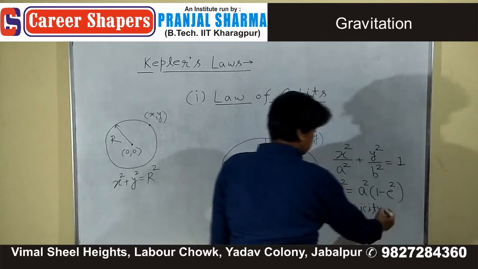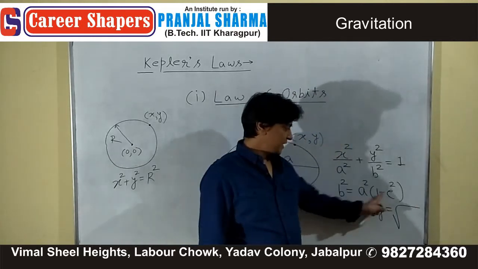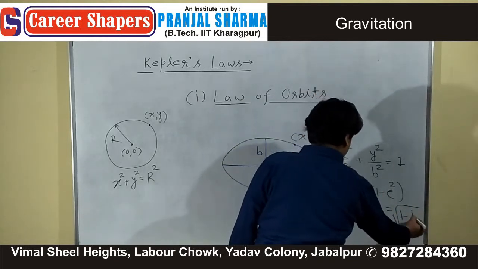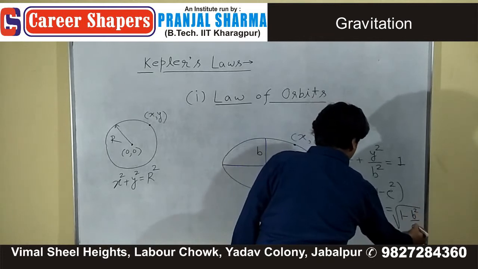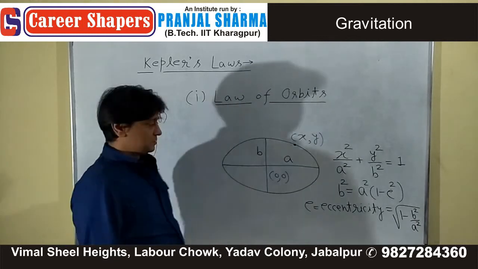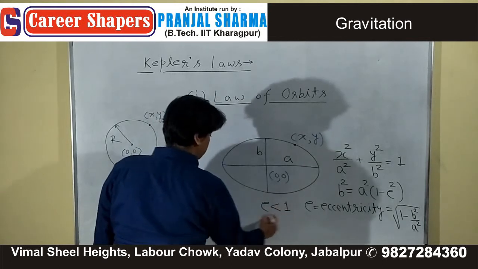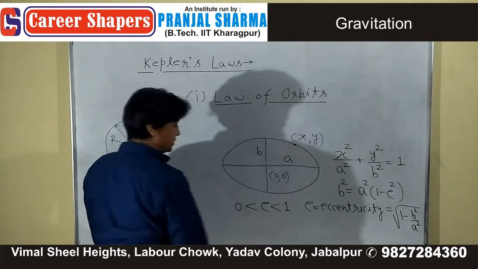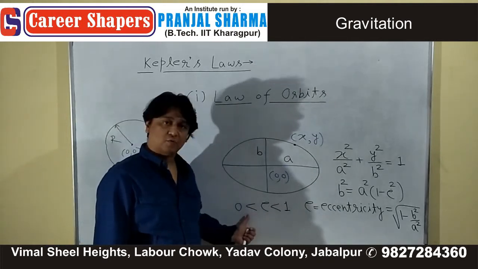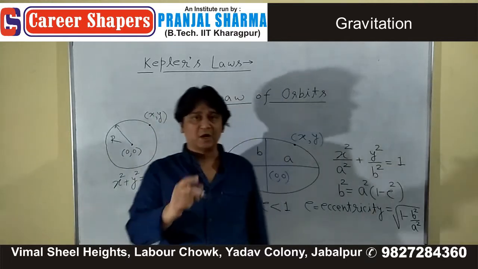And its value is root over, you can see from this, move E square this side and then take the root, you get 1 minus B square upon A square. For an ellipse, your E must be less than 1 and greater than 0. Your eccentricity should be less than 1 and greater than what? 0.